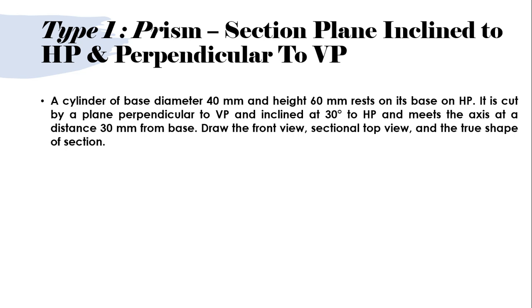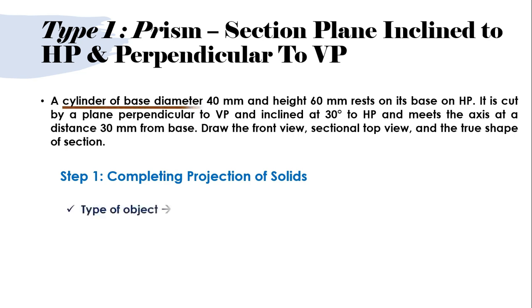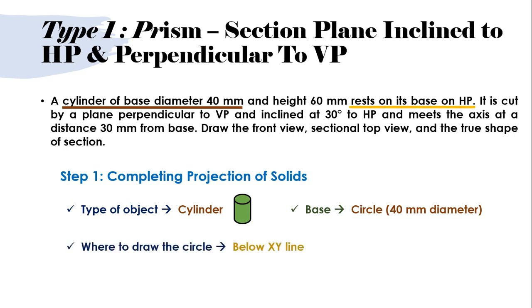The first thing is step 1. Step 1 is completing the projection of solids. To complete the projection of solids, you have to know the following conditions. First, what is the type of the object? Here the object is a cylinder and the base is a circle of diameter 40 mm.